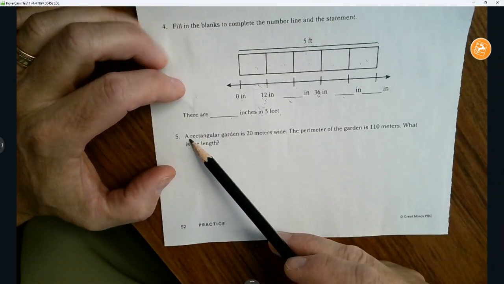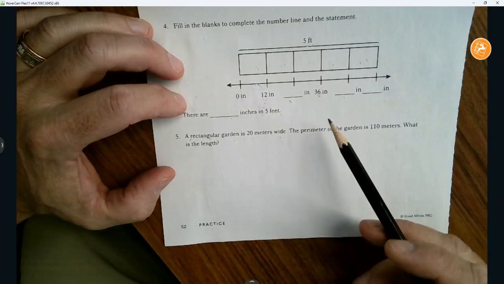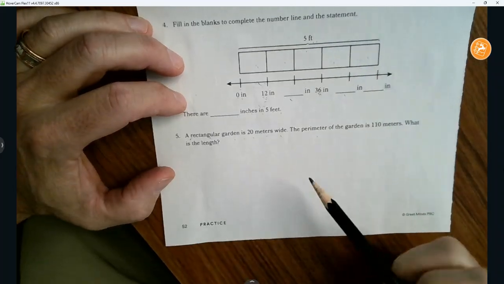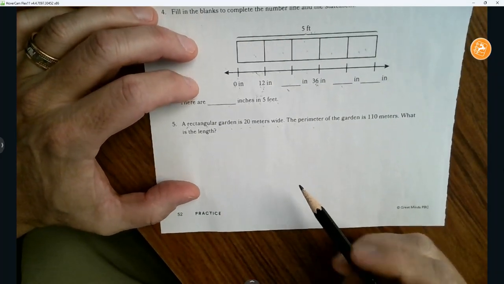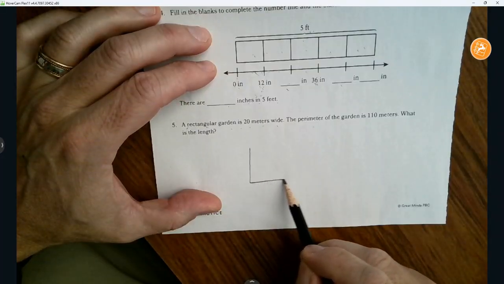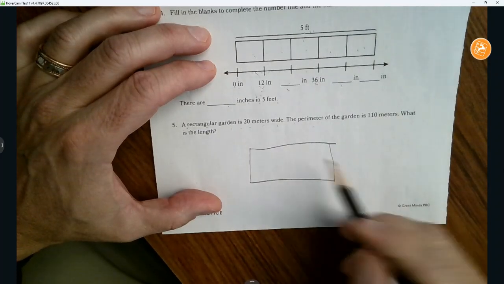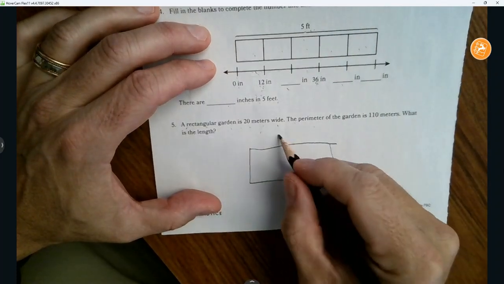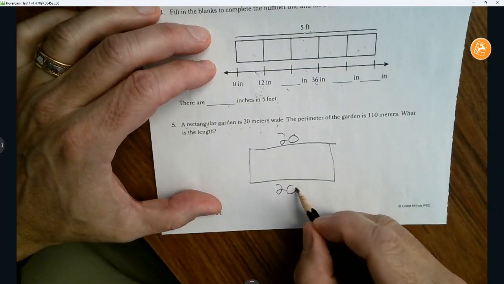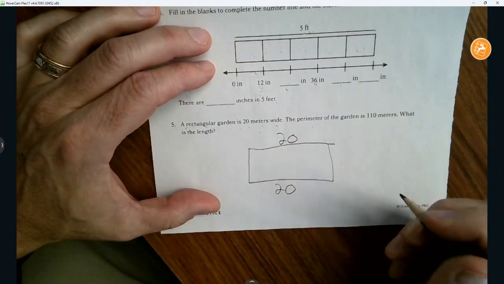All right, number 5. A rectangular garden is 20 meters wide. The perimeter of the garden is 110 meters. What is the length? All right, so rectangular. Okay, it says wide. So if it's up there, it's also down there. All the way. Remember, perimeter is the distance around the outside.